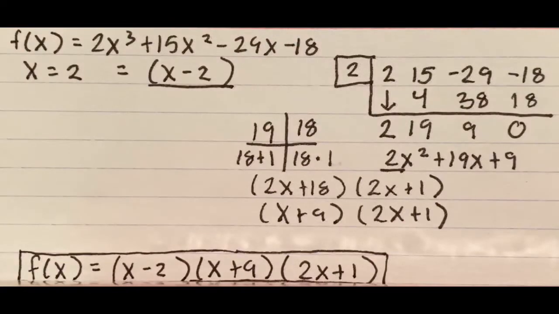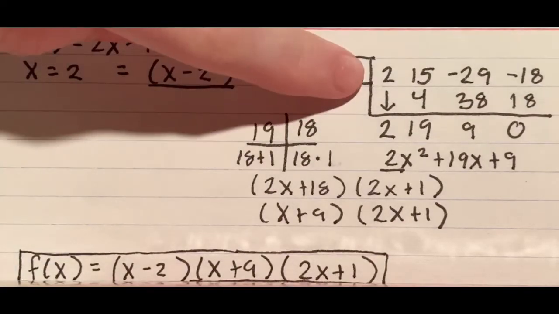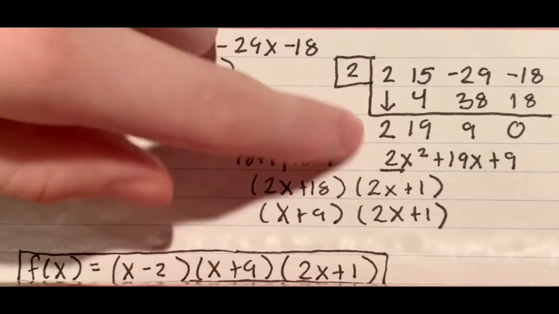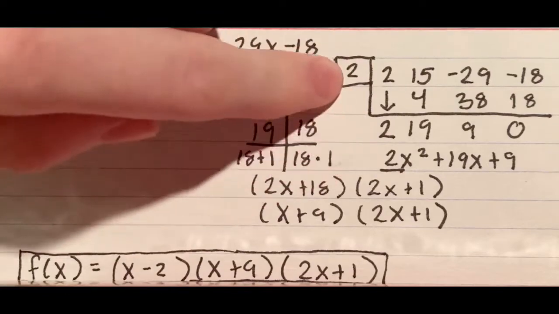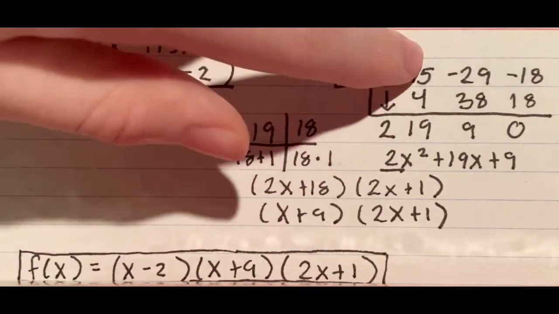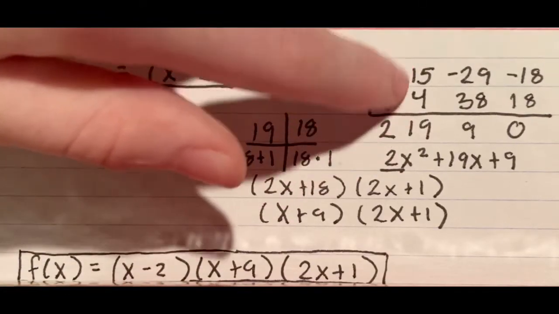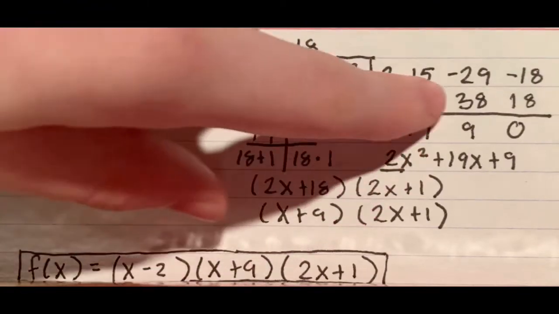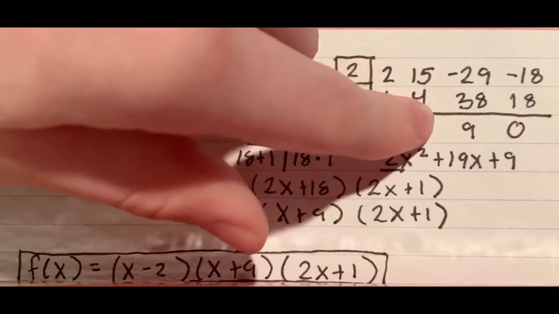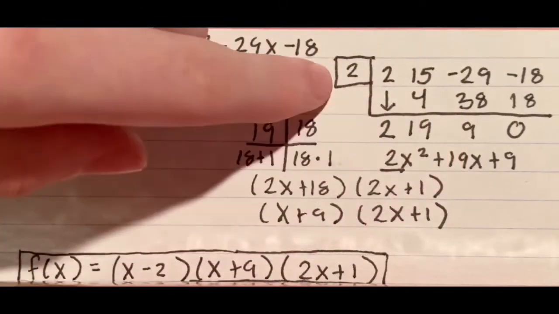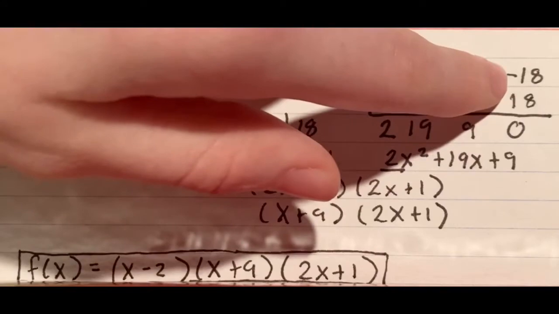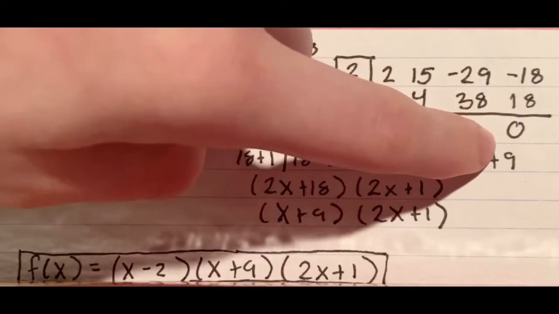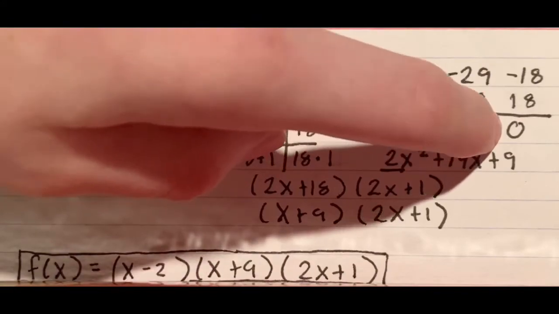Now, to do the actual synthetic division, you want to start by bringing down this first number. Next, you want to multiply this number by the number in the box. So 2 times 2 is 4. Next, you want to add this number to this number. So 15 plus 4 is 19. And then repeat that process. So 19 times 2 is 38. Negative 29 plus 38 is 9. 9 times 2 is 18. Negative 18 plus 18 is 0. Now, you want to end in 0. If you did not end in 0, you did something wrong.